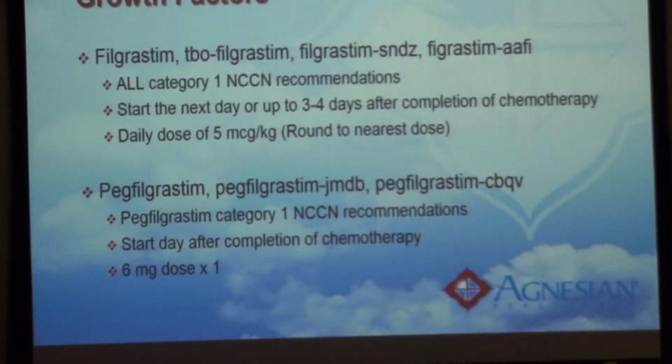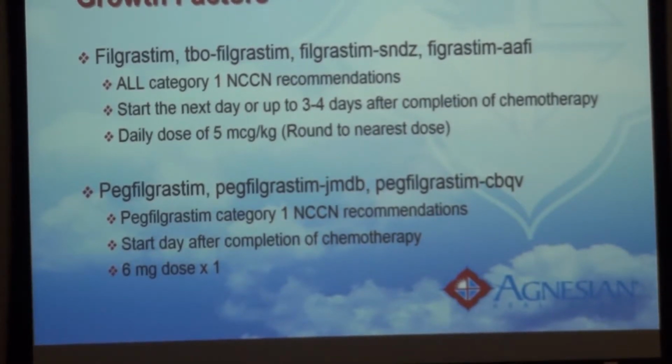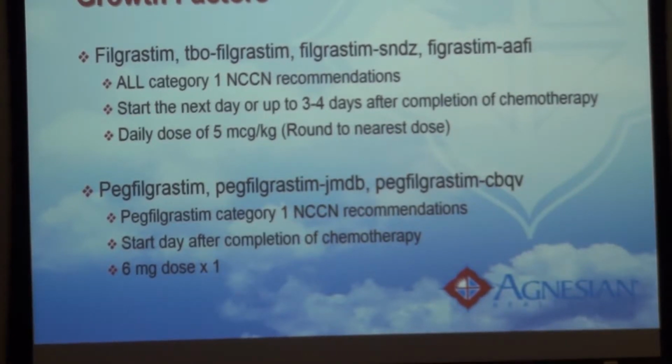For the growth factors, we have filgrastim, tbo-filgrastim, and then the biosimilars. About 9 months ago, I did a presentation on biosimilars that showed they're equally efficacious, highly similar, with no clinically meaningful differences. With these biosimilars, NCCN gives them all a Category 1 recommendation. What that means in the world of NCCN is they have robust literature, and they all work just as effectively. You typically want to start at 24 to 72, 96 hours after chemo. And that's a daily one.